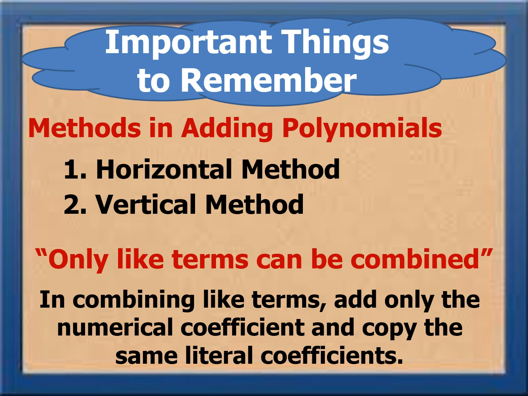Again, in combining like terms, we just add the numerical coefficients and copy the literal coefficient. What's the difference between the numerical coefficient and the literal coefficient? Looking at the word, numerical means the numbers, and the literal coefficients are the variables or the letters. Okay? Next.